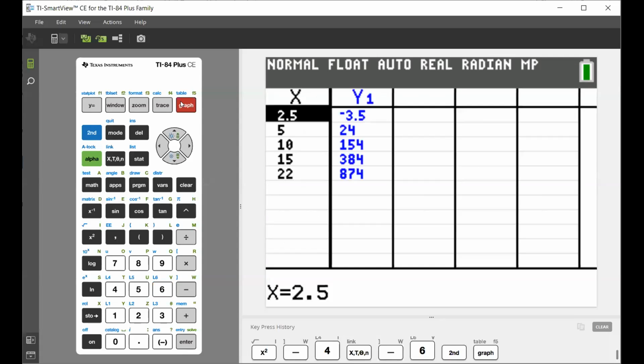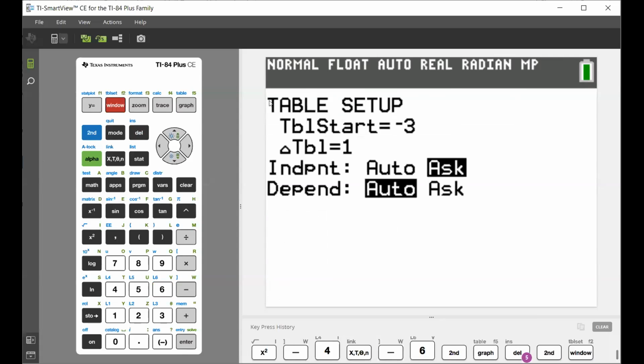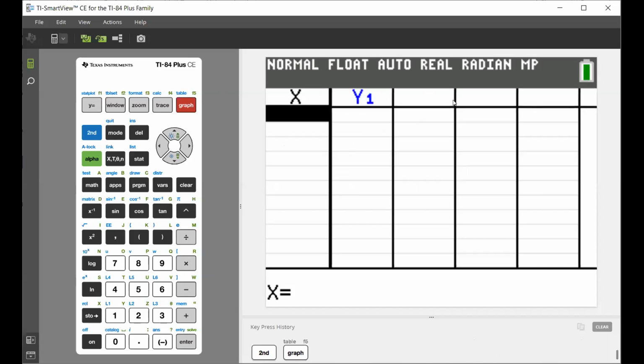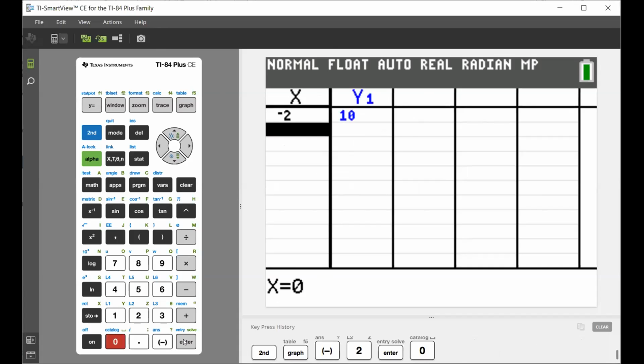Hopefully you set your table the way that I asked you to, so that you went to second window, the table setup, and have the last 2 lines set up the way I have it. With independent variable on ask, that's your X, and dependent variable on auto, which is your Y. So this allows you to put in whatever number you want for X, and it will automatically compute Y. I'm now going to put in my test numbers, which were -2, 0, and 4.